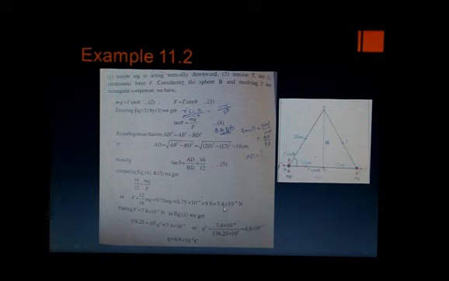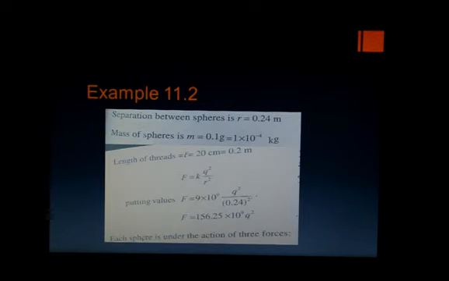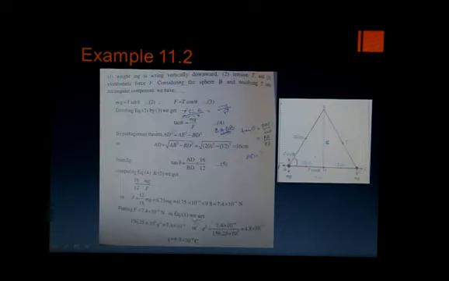Now the task is easy. As in equation number 1 I told you that F is equal to this term into q square. Here we will use the value of F, that is 7.4 into 10 to the power minus 4 newton, and this is q square. Taking square root on both sides, we get the value of q, that is 6.9 into 10 to the power minus 8 coulombs.